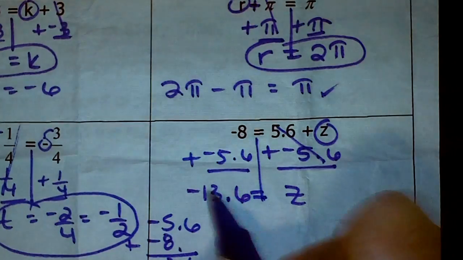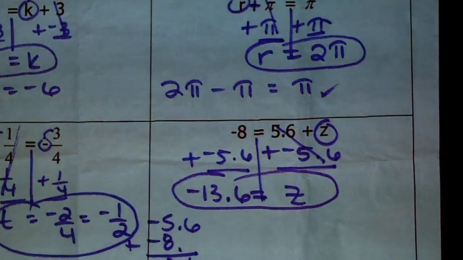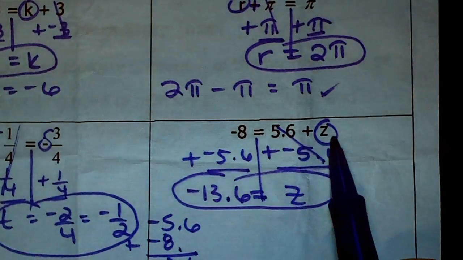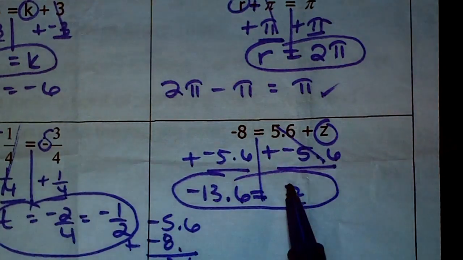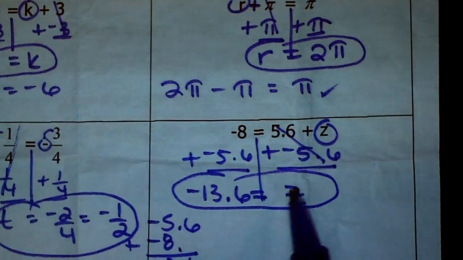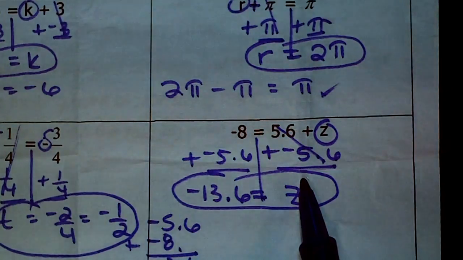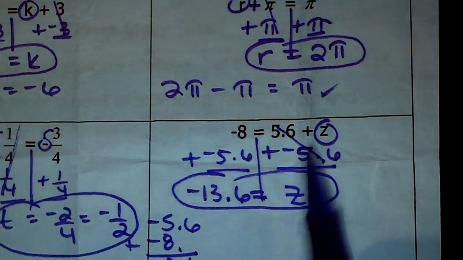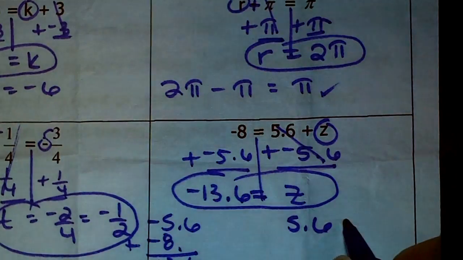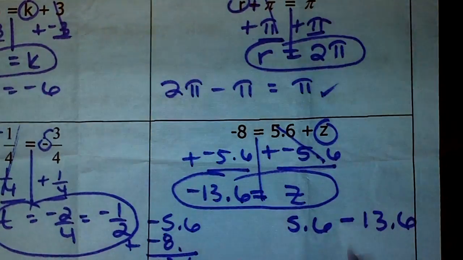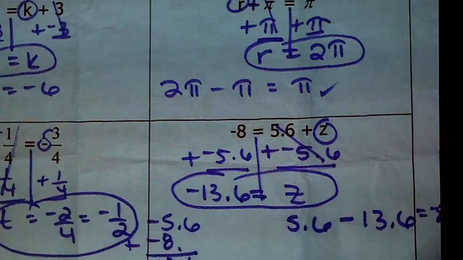So I get -13.6. And again, if you want to check, take 5.6 plus -13 plus, oh, wait a minute. Oh, sorry. This is right. It's 5.6. You go back to the original equation. If you take 5.6 minus 13.6, you will get a -8, just like we're supposed to.